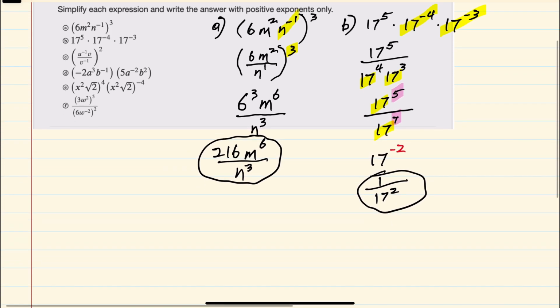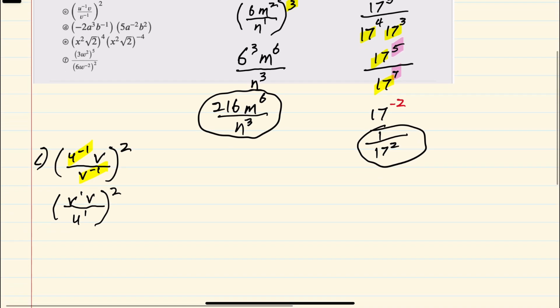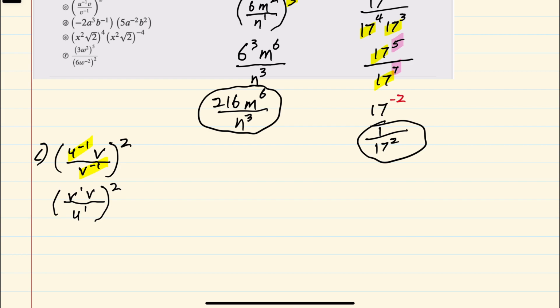Moving now to example C, I can see that inside the parentheses, I have a couple of negative exponents. I can move each of those, so bringing the v^-1 to the top as a positive v^1, moving the u^-1 from the top to the bottom as a u^1. The other v would stay in the numerator, and I can continue to simplify. In the top, v^1 times v^1 is v^2.